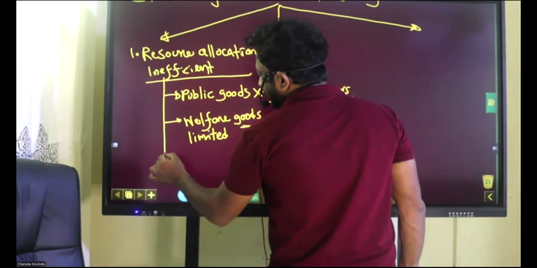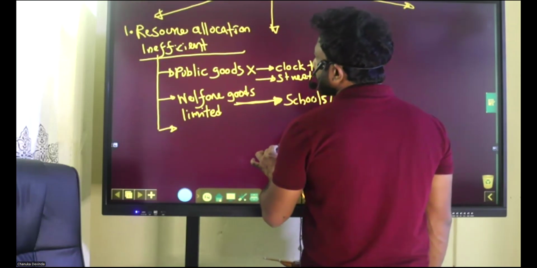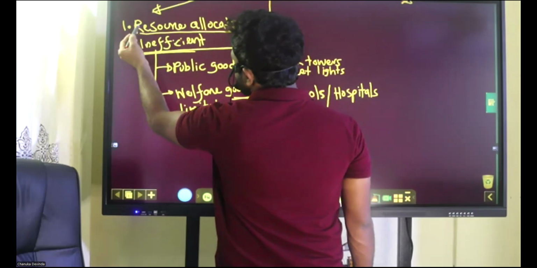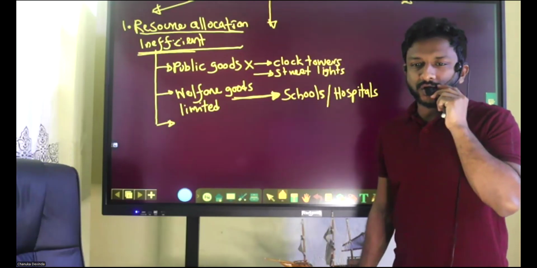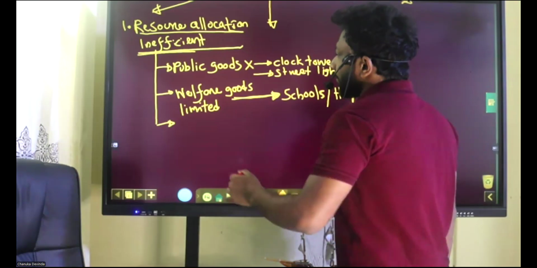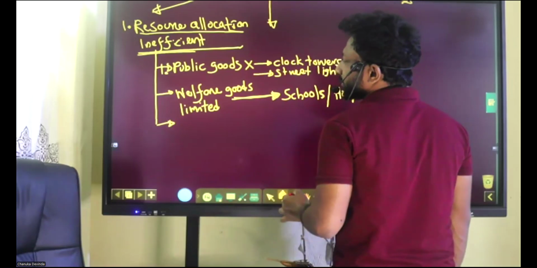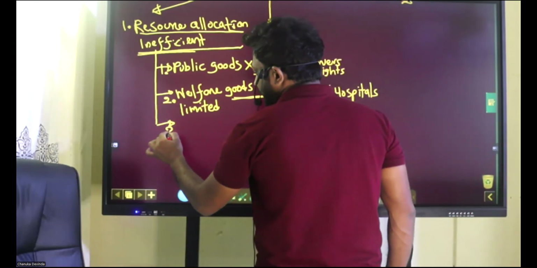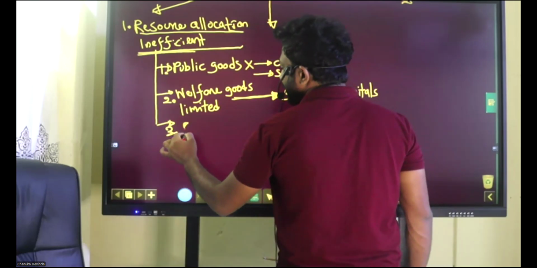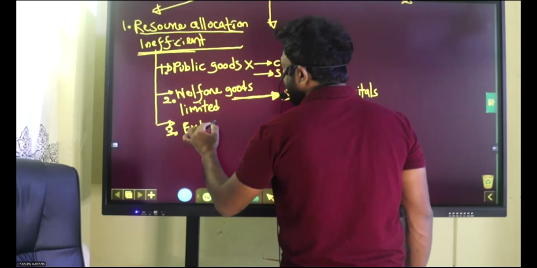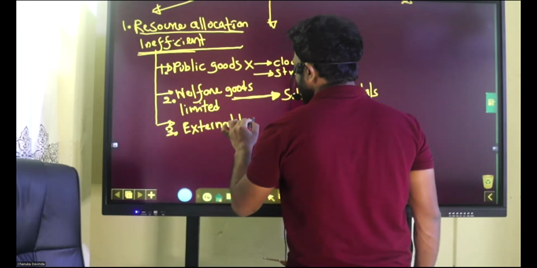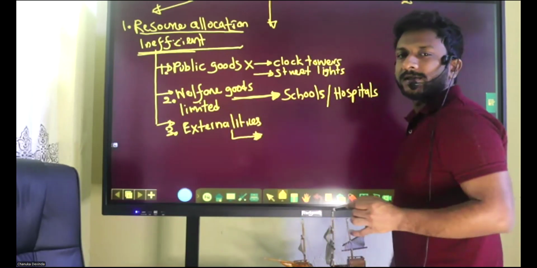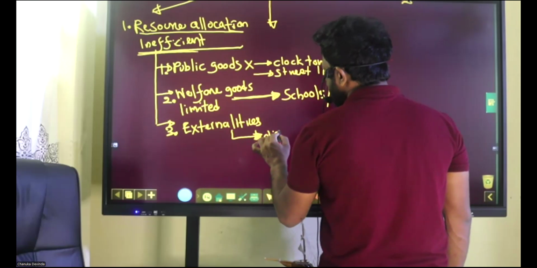Right. Third example. So what was the first one? Why is the market economy not good? First one, resource allocation is inefficient. Under that, how can resource allocation be inefficient? Because of the following things. First one, they do not provide public goods. Second one, inadequate or insufficient provision of welfare goods. Third one, they do not concern themselves about externalities. What do externalities mean? Externalities are the things that provide disadvantages for the society.